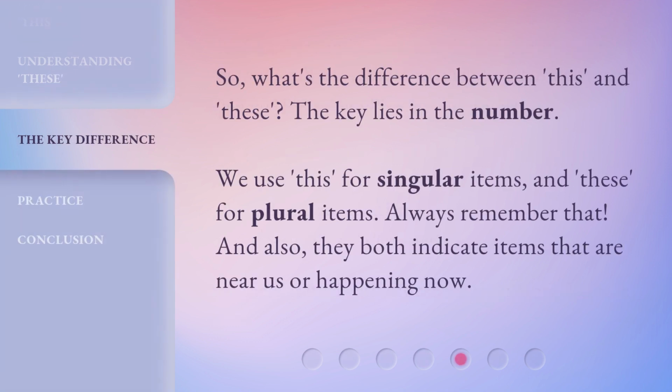So, what's the difference between this and these? The key lies in the number. We use this for singular items and these for plural items. Always remember that. And also, they both indicate items that are near us or happening now.